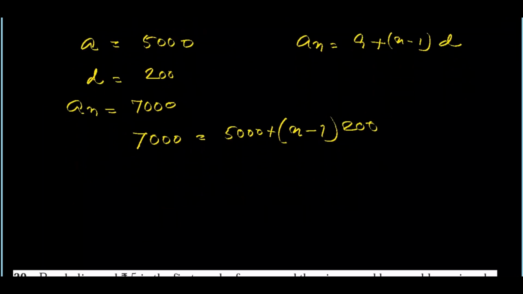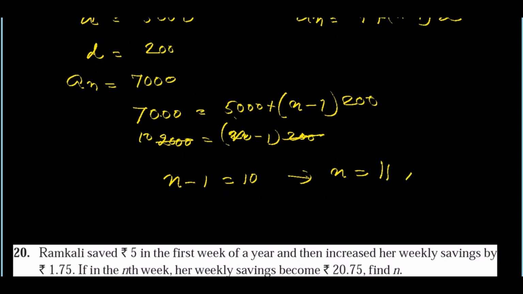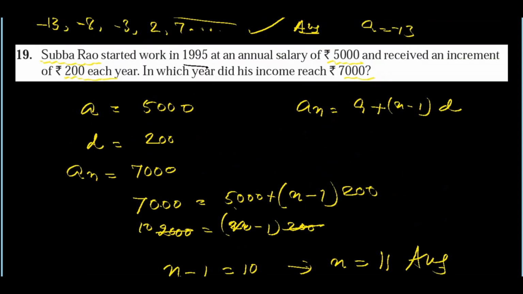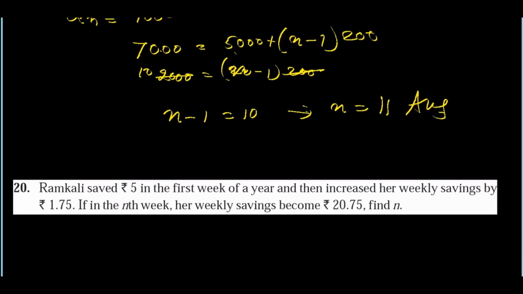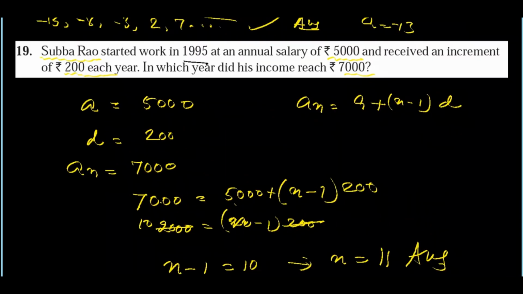Okay. So this is 2,000. 5,000, if you bring it to the side, 2,000 is N minus 1 into 200. 200 is 10. N minus 1 is 10, and N equal to 11. This is the answer. In 11 years his income becomes 7,000. That means he is a janitor in some company.